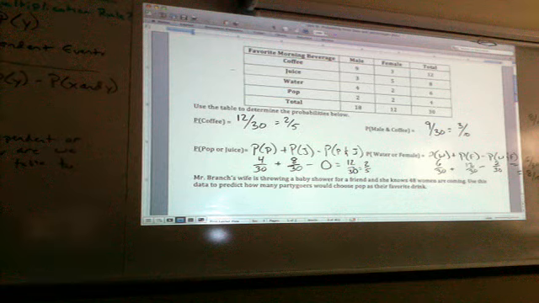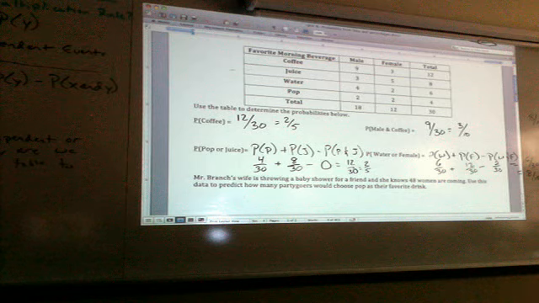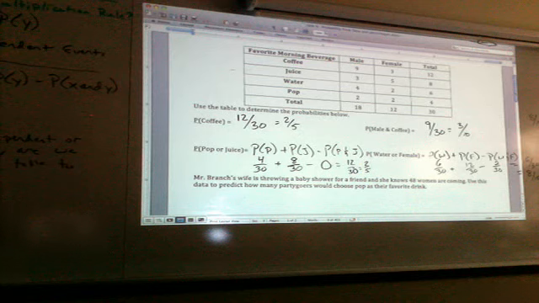So we're going to take this data and we're going to make a prediction, right? Mr. Branch's wife is throwing a baby shower for a friend, and she knows 48 women are coming. Big baby shower. Okay. Use this data to predict how many partygoers would choose pop as their favorite drink. So, anybody know what I should do?